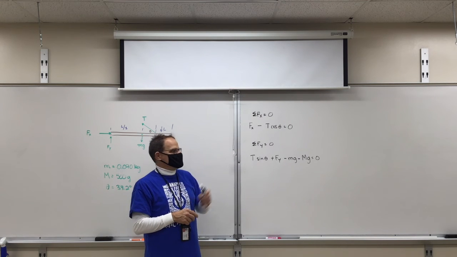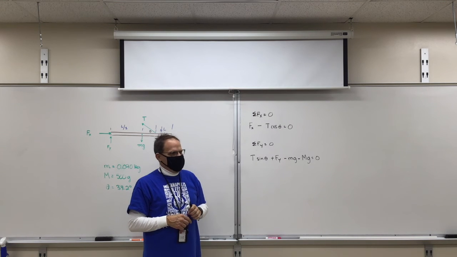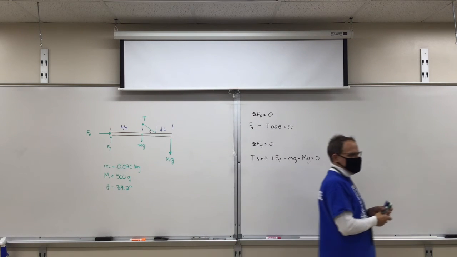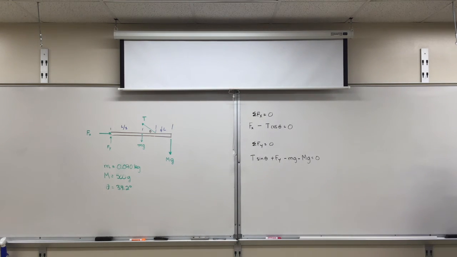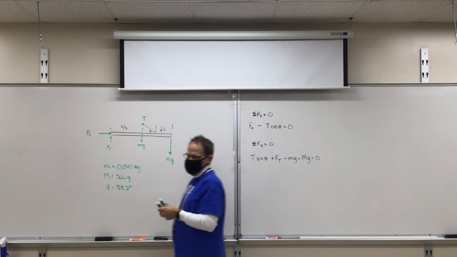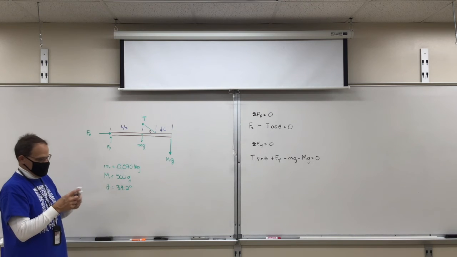Yeah, not only is it not translating, it's not rotating. So the torques must be balanced as well. Now, you can pick any point you want for your imagined pivot. You can imagine it pivoting around this point right here, or around here, or you can imagine that this is the pivot, and this is going this way, and that's going that way, right? It doesn't matter where you pick the pivot. You can write an equation, but there are some choices that are more useful than others.